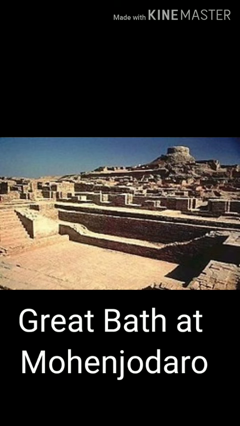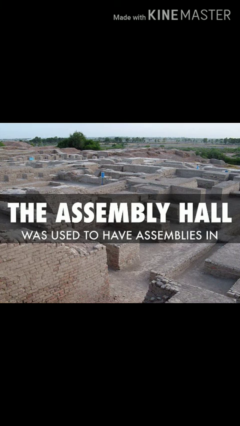Another famous building found is the Assembly Hall. You can underline this line. So, when we talk about buildings in the citadel in Mohenjo-daro, we have one, the Great Bath, mentioned here, and the second one is the Assembly Hall. Please underline this line. It was a hall with pillars and thick walls.